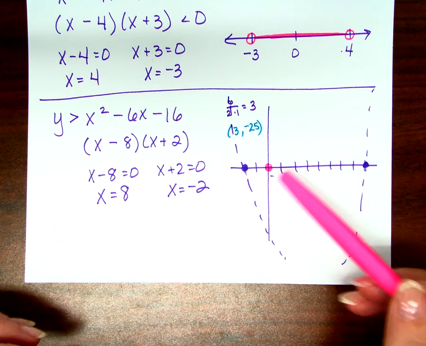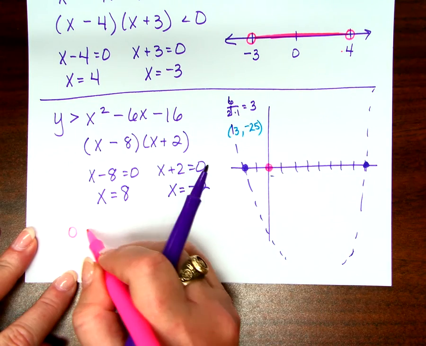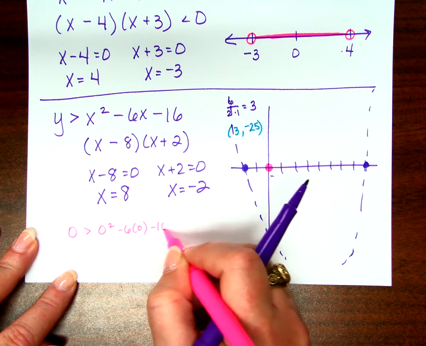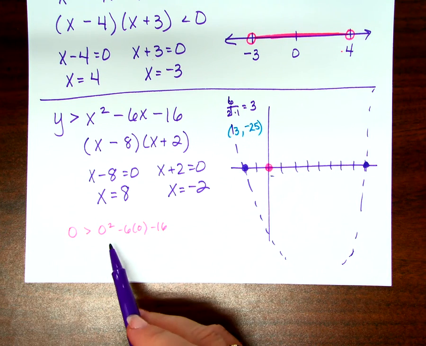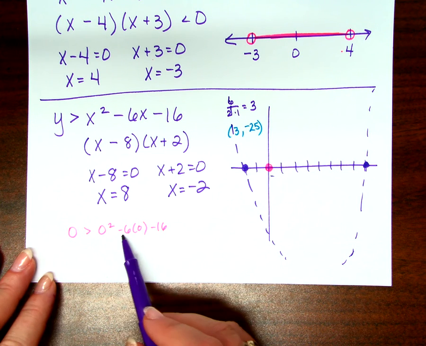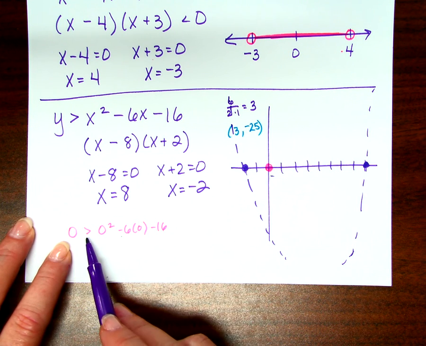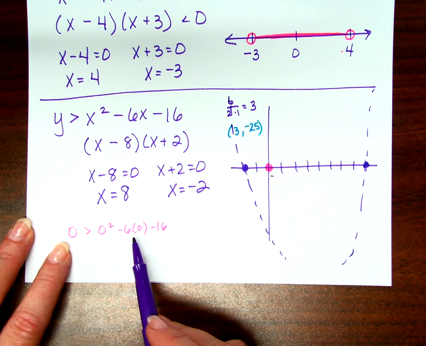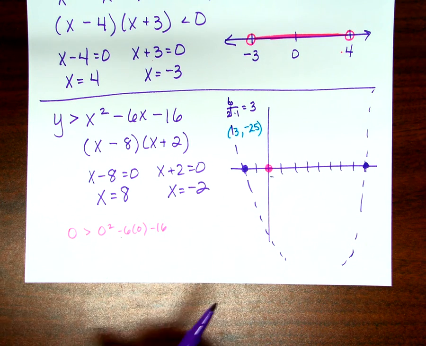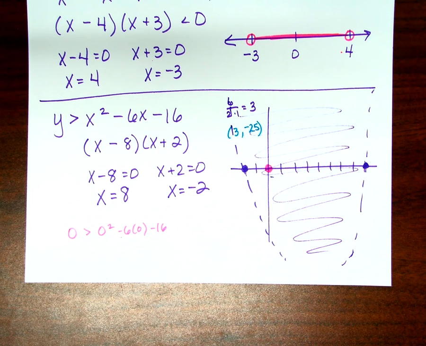If I choose 0, 0, I plug 0, 0 into my original equation. I get 0 is greater than 0 squared minus 6 times 0 minus 16. Does anybody know what 0 squared is? That was a joke for the record. Okay, so 0 minus 16. So 0 is greater than negative 16. That is a true statement. So where do I shade? Yeah, because that's where my 0, 0 is, right? Or that's where the point that I chose is.